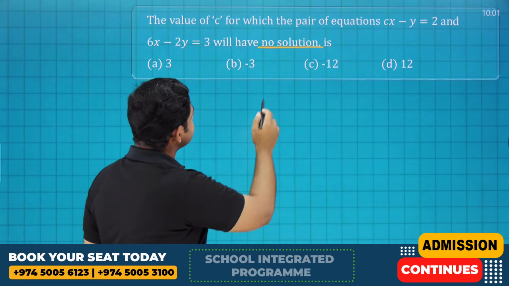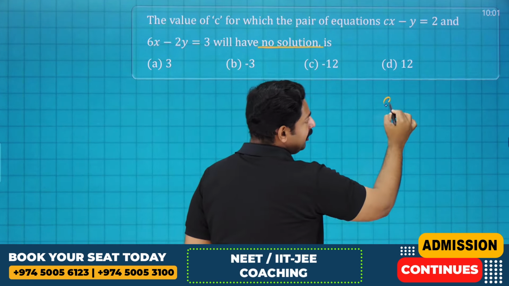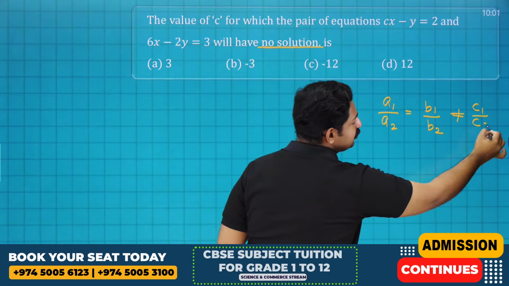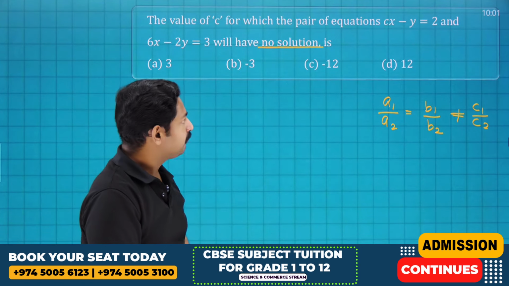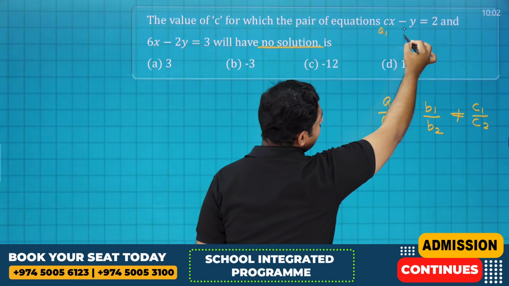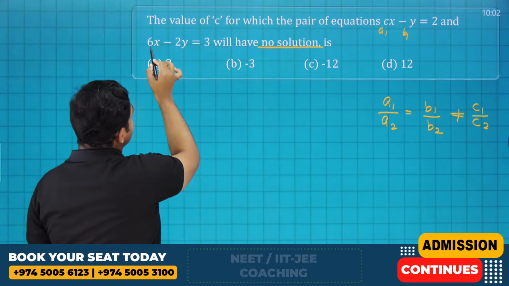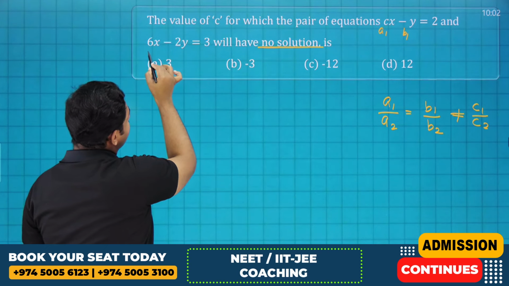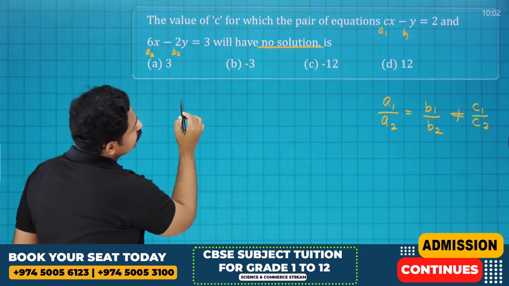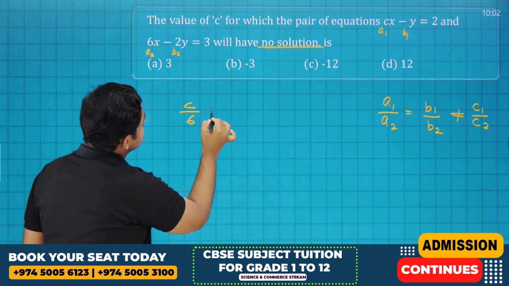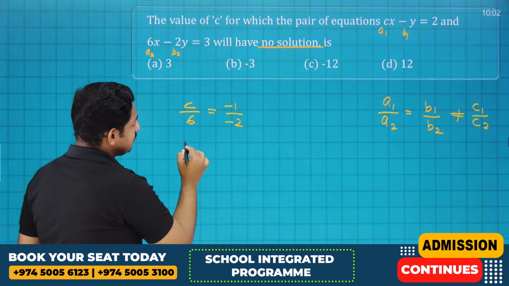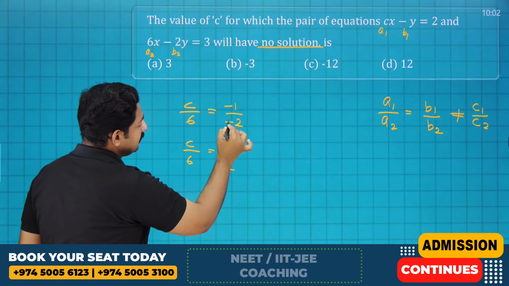Here no solution means the second case, where A1 by A2 is equal to B1 by B2 is not equal to C1 by C2, where the lines are parallel, right? So what is A1? Here c can be taken as A1, the coefficient of y as B1, and in the second equation the coefficient of x is A2, and minus 2 is B2. Then A1 by A2 equal to B1 by B2 means c by 6 is equal to minus 1 by minus 2. Minus and minus cancel, so c by 6 is equal to 1 by 2.